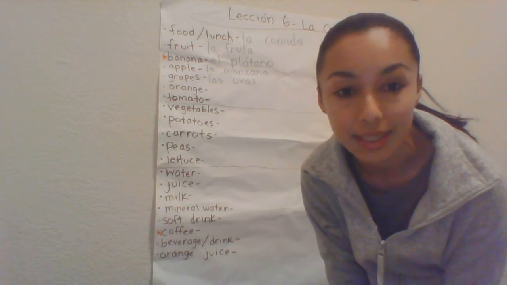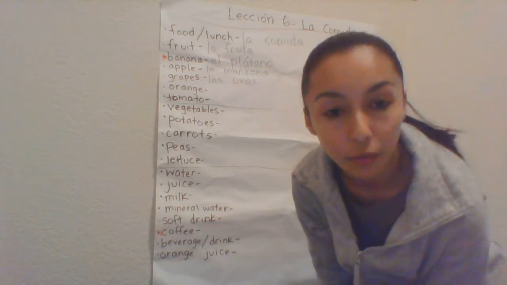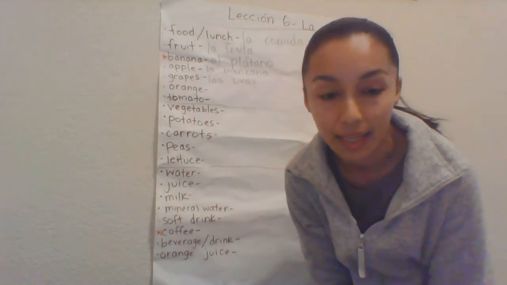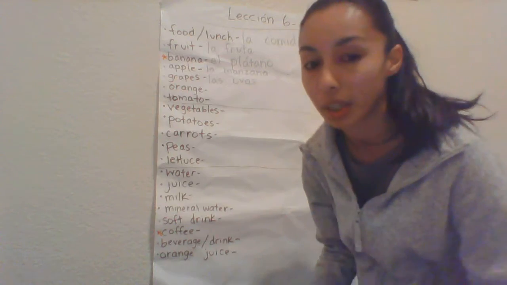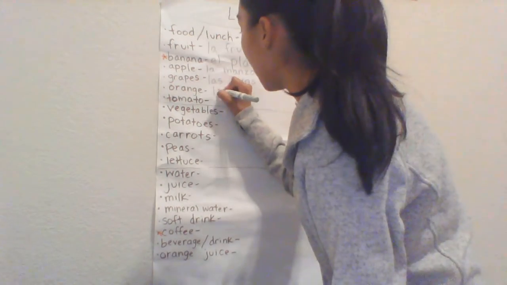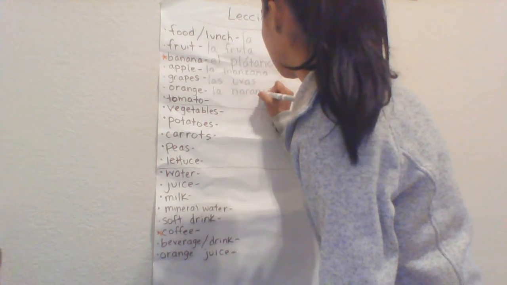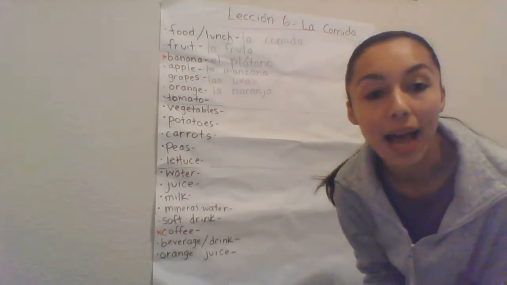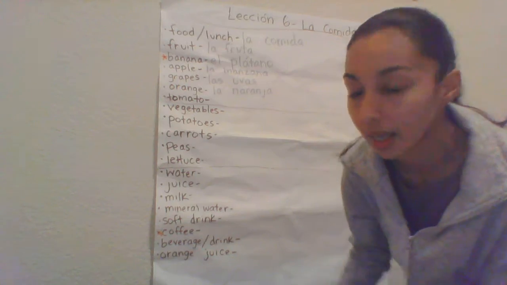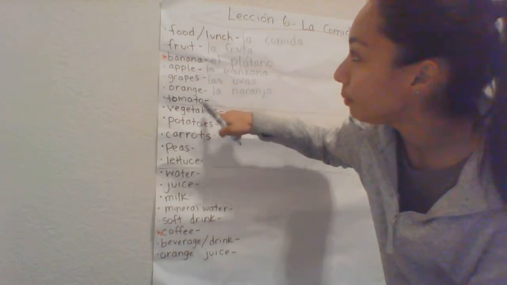Orange, kind of like the color. Right, the color orange is anaranjado, but for the fruit orange, it's just naranja. So it kind of has that middle part of the color. La naranja.